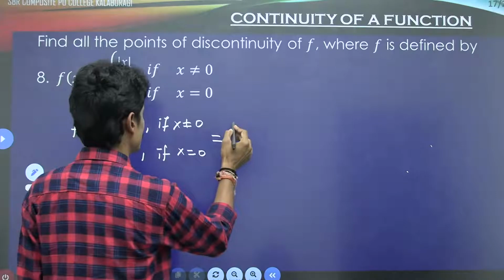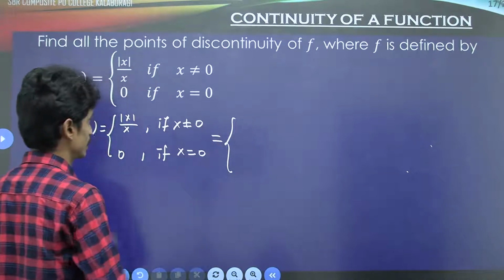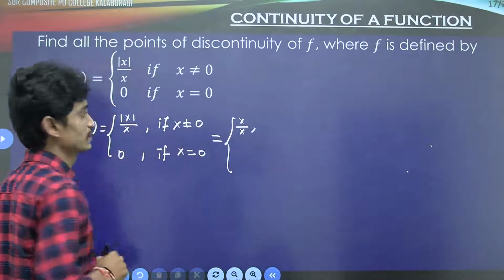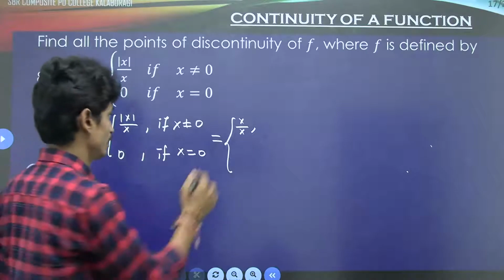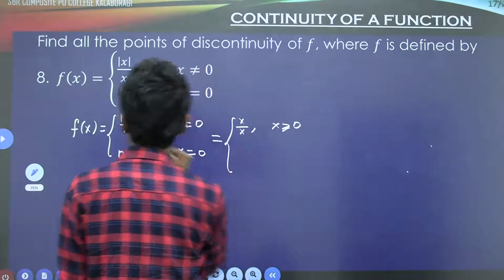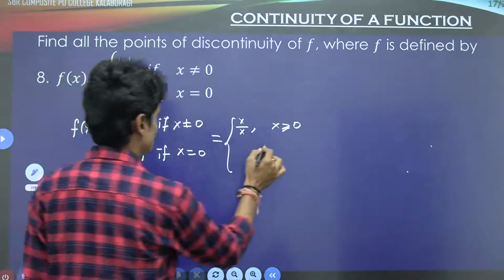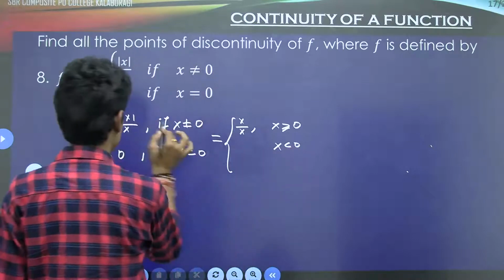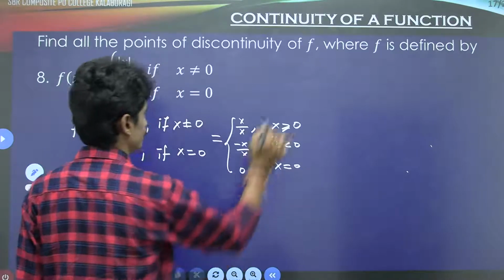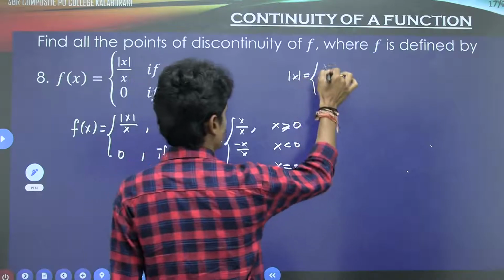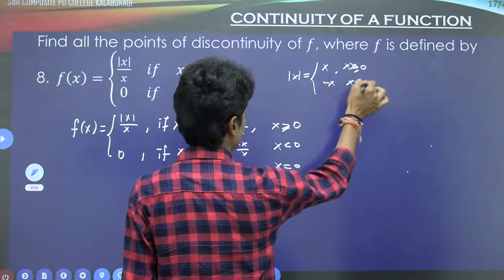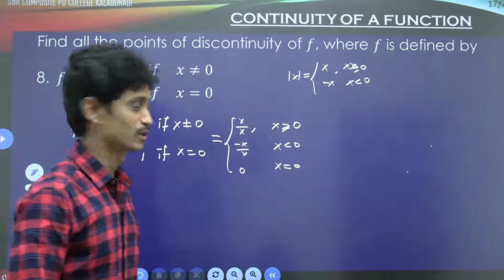Now in another way I can also write the definition. Already we know that modulus x by x will be x divided by x, because modulus x is an absolute function. When our input is greater than 0, the modulus x will be x, and when x is less than 0, modulus x can be written as minus x, so minus x by x, and exactly at x equal to 0 it is 0. Because we learned in the previous class, modulus x is x when x is greater than or equal to 0, and minus x when x is less than 0. This is the splitting of modulus x.